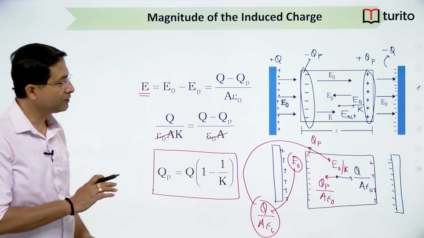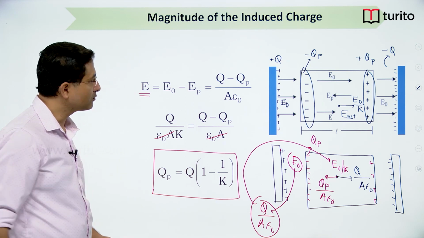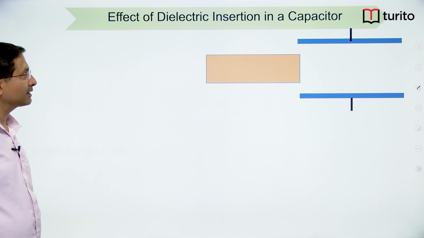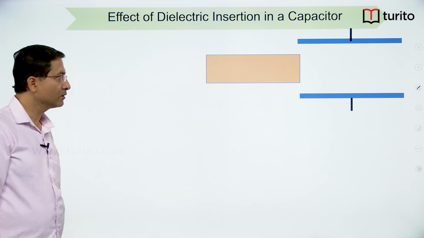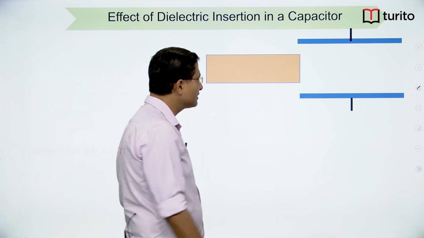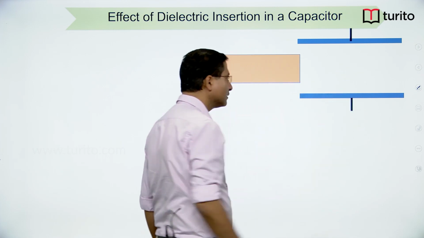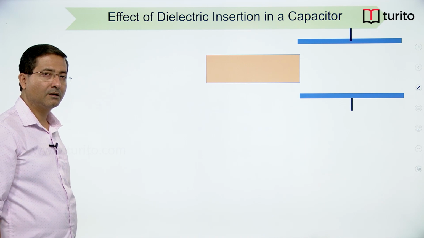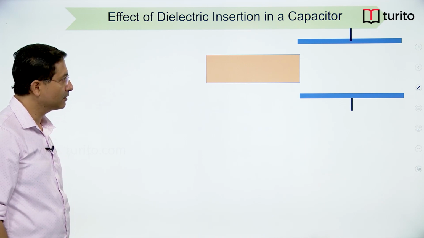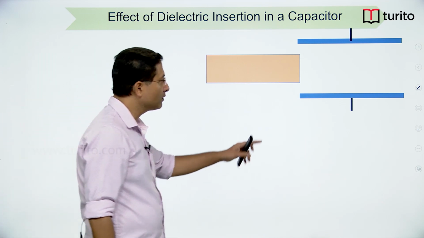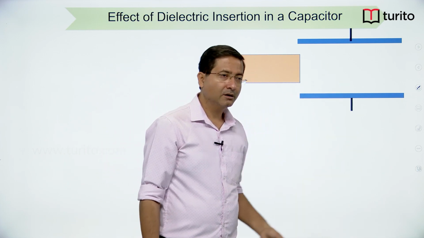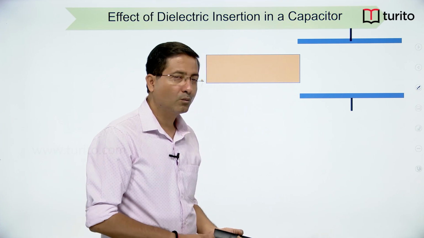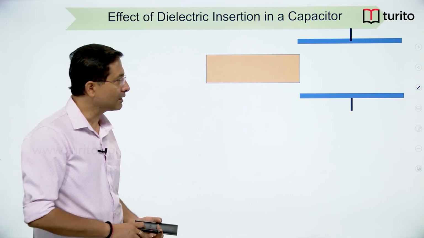All these basic points we have discussed. Now let us move to the next one. Effect of dielectric insertion in a capacitor. So when I insert a dielectric inside a capacitor, what happens to the parameters involved in the situation? We want to see what happens to the capacitance, what happens to the field inside, what happens to the energy, what happens to the charge.